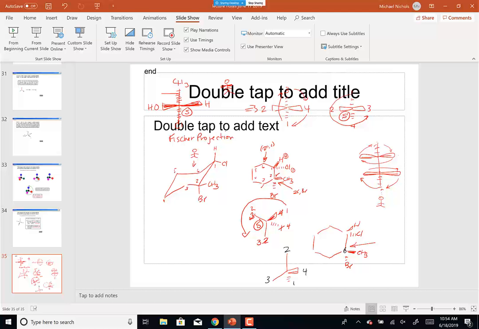Any questions about those? All right, so now I've got to put 4 behind me so I can switch. So I could switch 4 and 1, switch 2 and 3. And if I do that, now going from 1 to 2 to 3 is finally R.